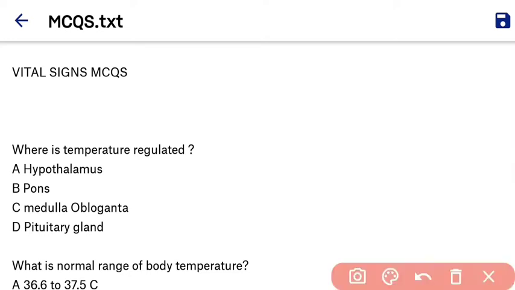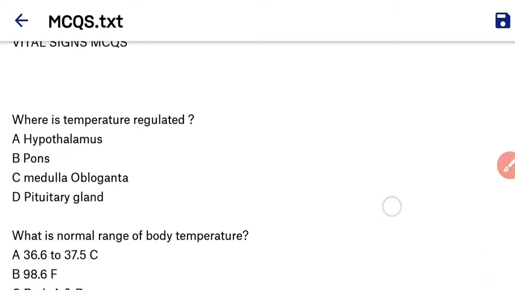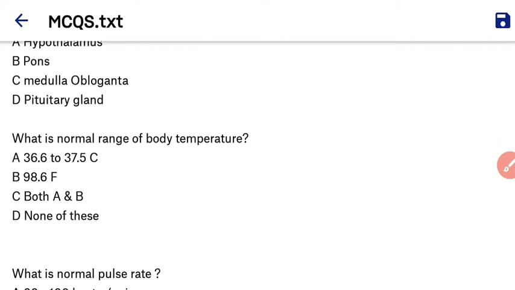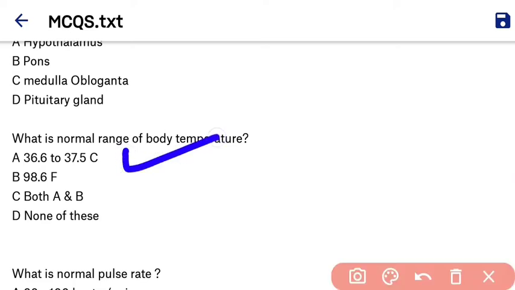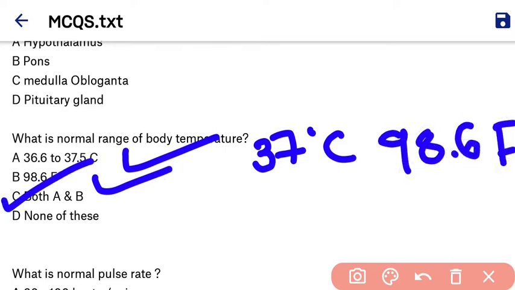So here our right answer is hypothalamus. Okay, pons and medulla oblongata are the organs which regulate the respiration. The next question: what is the normal range of body temperature? So the normal range is about 36.6 to 37.5, or we can say an average of 37 degrees Celsius and 98.6 degrees Fahrenheit. Okay, so here our right answer is both A and B.